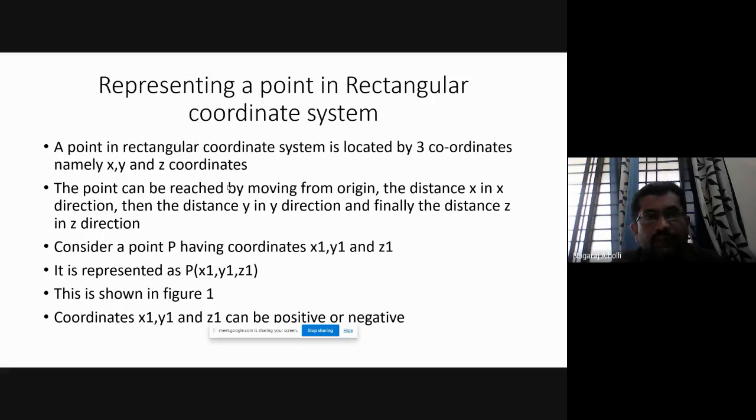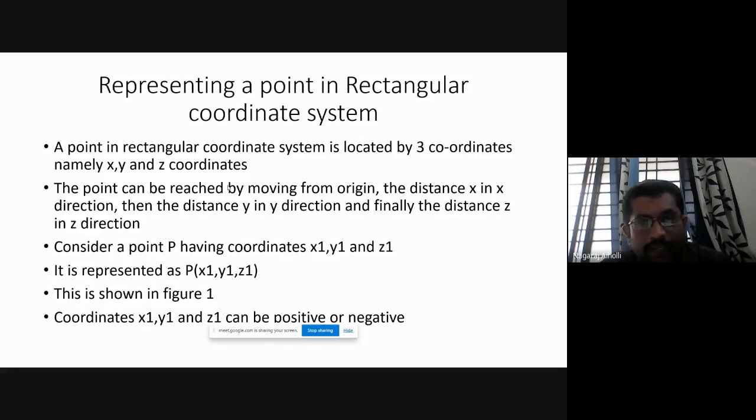Now let us move on to a new topic, that is representing a point in rectangular coordinate system. If I want to represent a point in a rectangular coordinate system or the Cartesian coordinate system, then it is represented by its three coordinates, that is x, y, and z. That point has its own x coordinate, its own y coordinate, and its own z coordinate. Is it not? So that is how we are representing a point in a rectangular coordinate system.